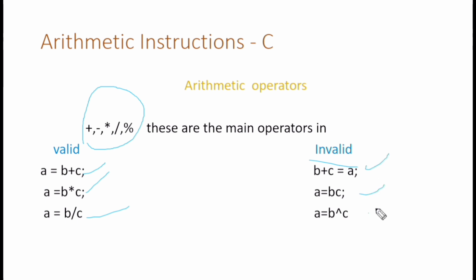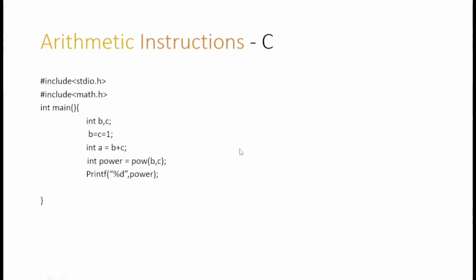Coming to a equal to b star c, this one also: multiplication is correct and division is also correct, but these are invalid statements. For b plus c, the left hand side b plus c is there, so it is wrong only. Now, for that I have to take one small power example, what we did previously. The same thing we will discuss here, and we will get some clarity.